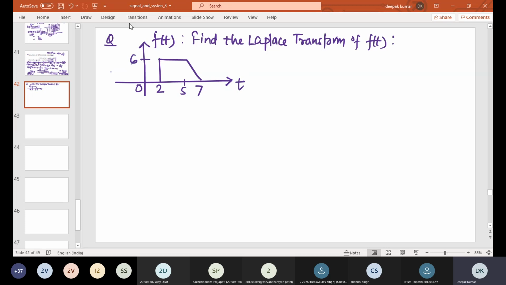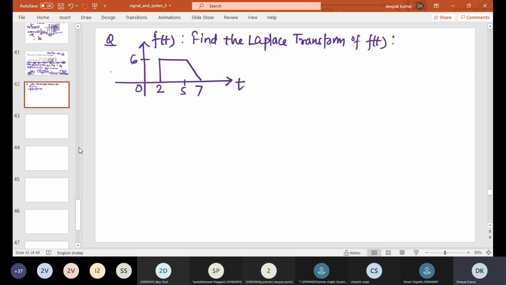To solve this question, first you have to write, basically the function f of t is given in term of a graph, so Laplace transform cannot be performed on the graph. You have to write f of t in term of an expression. Earlier I have discussed the representation of any graphical function in term of u of t and r of t, ramp function, impulse function, and any kind of basic function, sinusoidal or exponential function, etc.